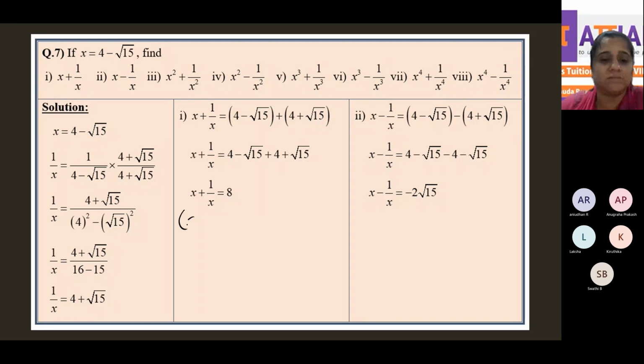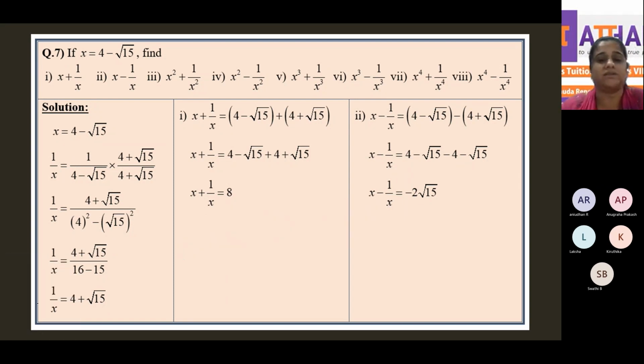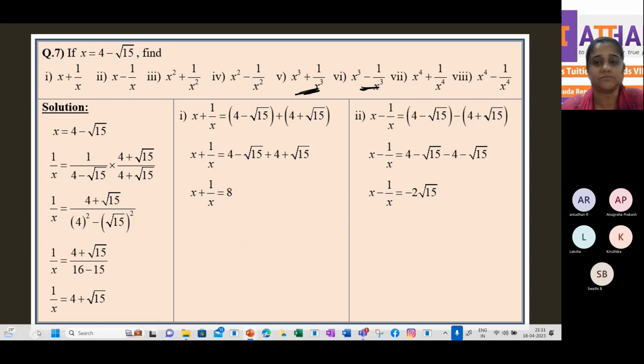So tell me, what is a plus b the whole cube? A cube plus b cube plus 3ab into a plus b. What is a minus b the whole cube? A cube minus b cube minus 3ab into a minus b. Very good. So now these are the two very important identities to find x cube plus 1 by x cubed and x cube minus 1 by x cubed.